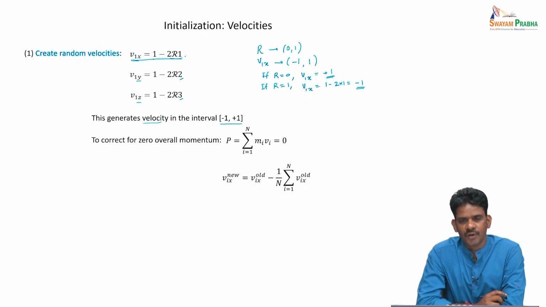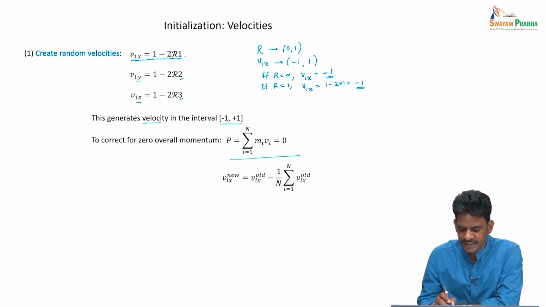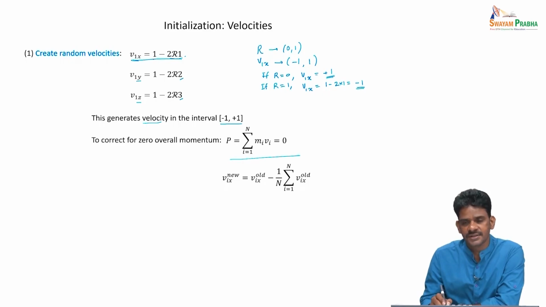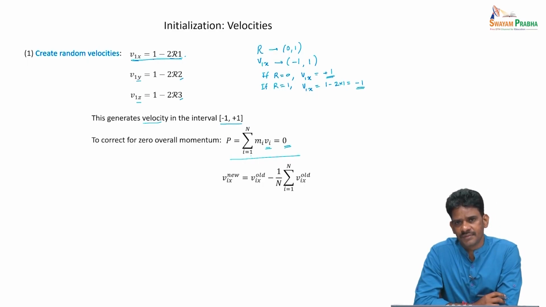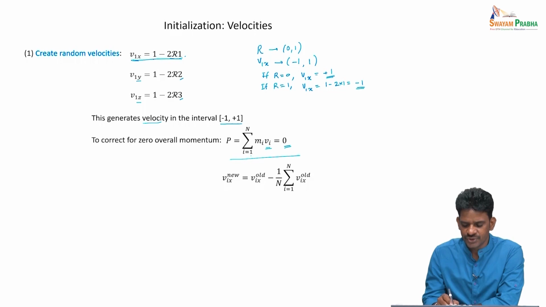Now, because we have assigned the velocities randomly, we have to ensure whether the overall linear momentum is 0 or not. So, we want to ensure the condition that the linear momentum p, which is defined as the sum over i equal to 1 to n of mi vi, should be equal to 0. But since these velocities are randomly assigned, we may not get exactly 0 total linear momentum. So, in order to adjust the velocities such that the linear momentum goes to 0 at time t equal to 0, we have to adjust the randomly assigned velocities.